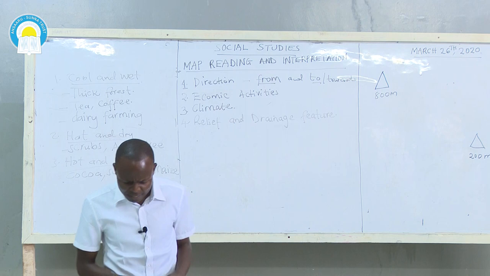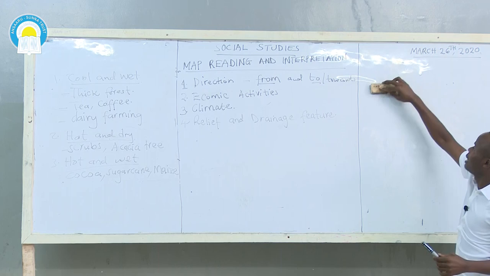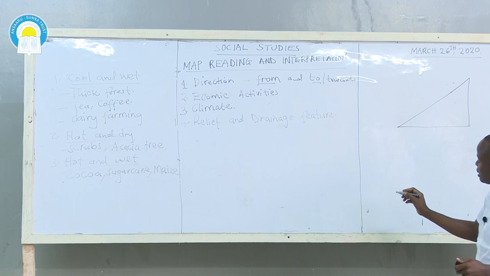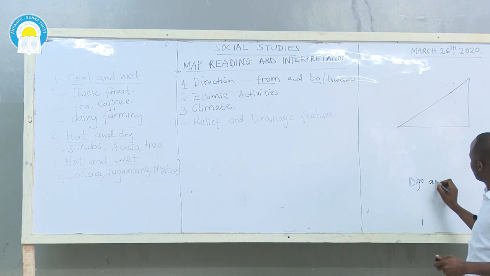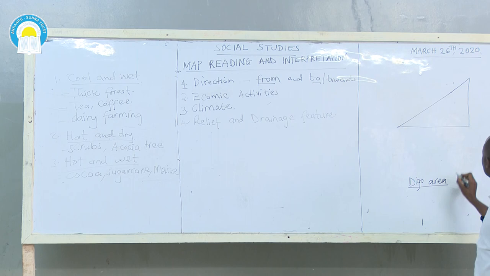Then again here, you'll be asked about the slope of the land. They like asking a question like this: the map you are studying is called Digo area, and then you will be asked, Digo area slopes from. They have used the word slopes, or rises. I want to explain these two.